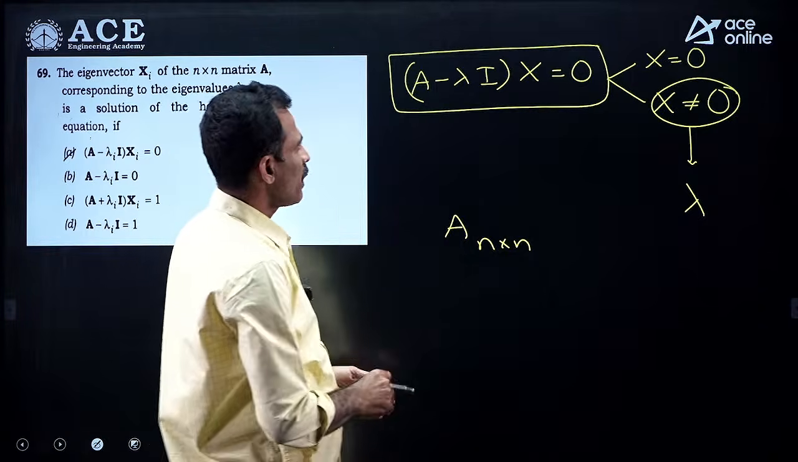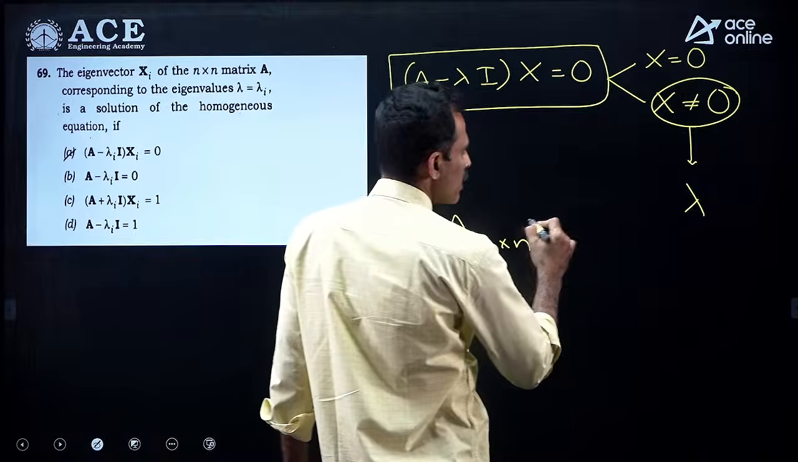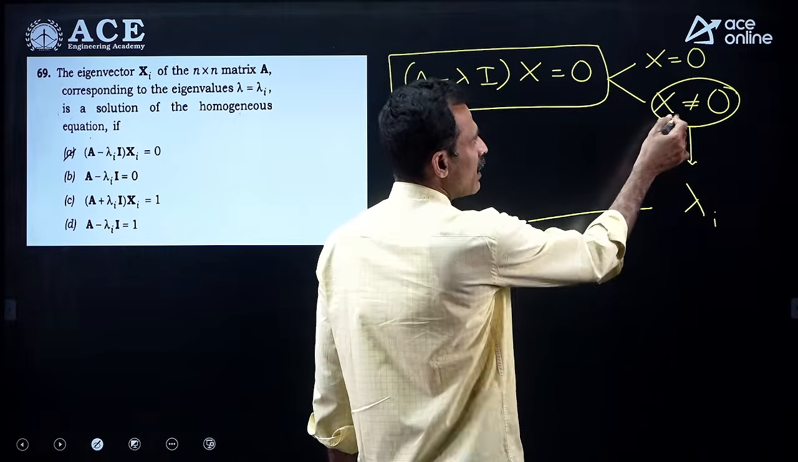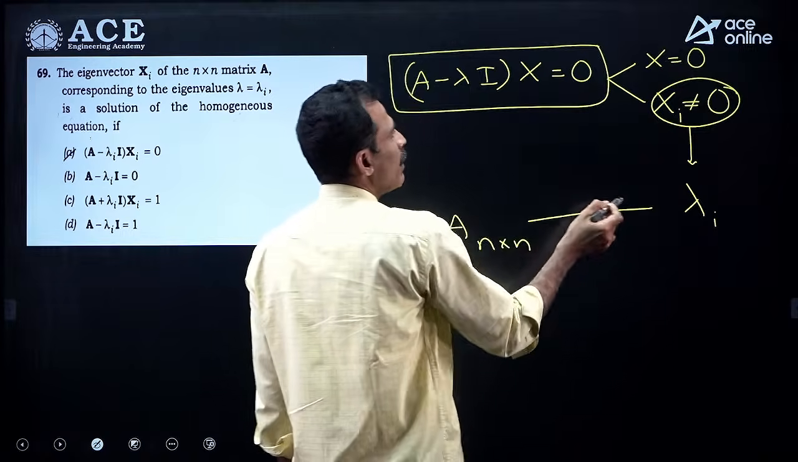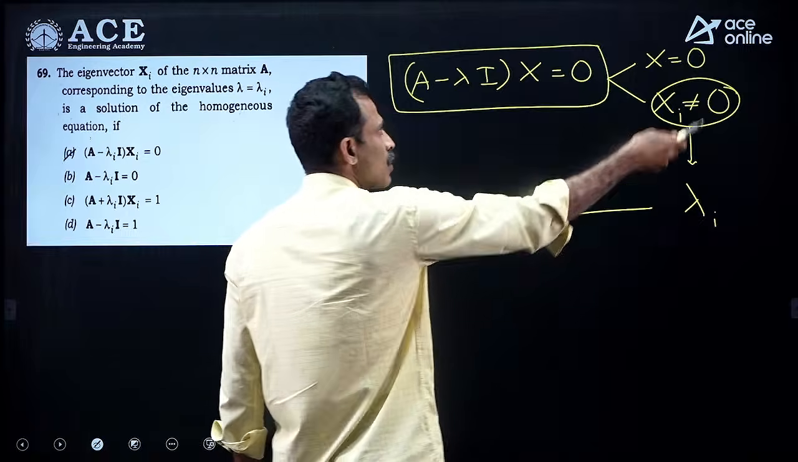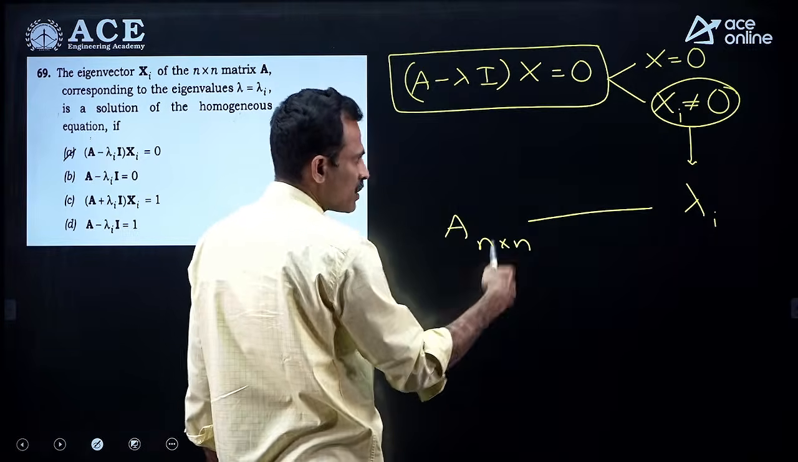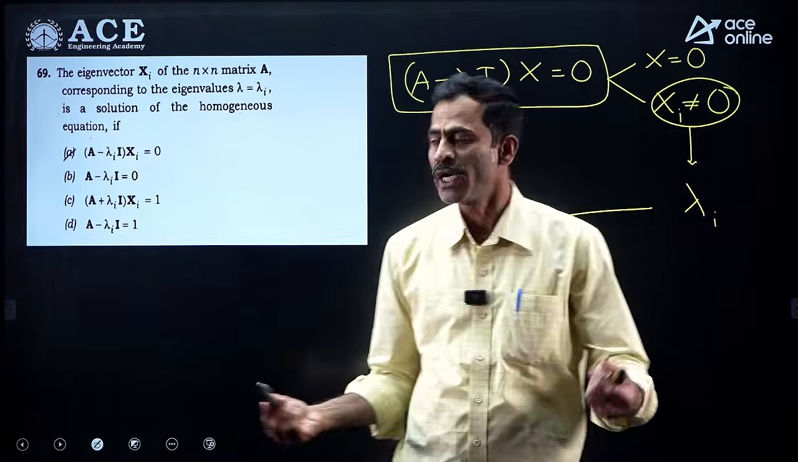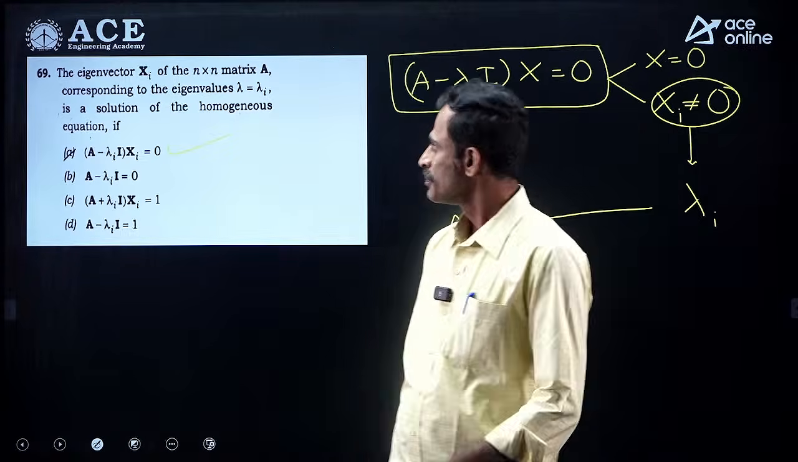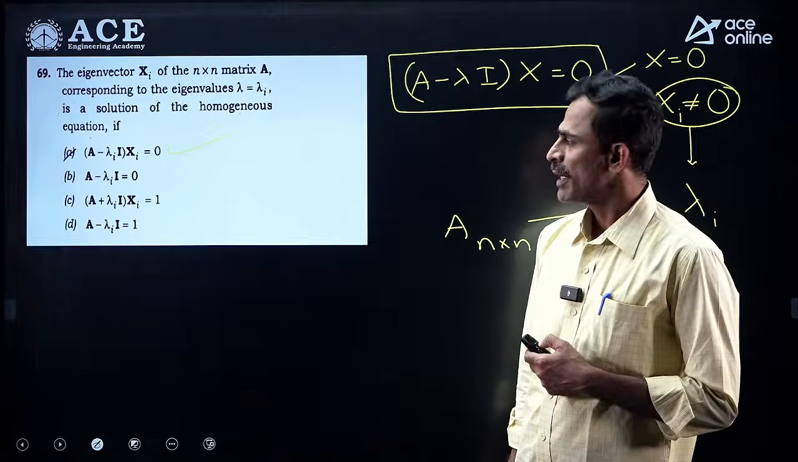In this problem, it is given that for an nth order matrix, n eigenvalues exist. For each eigenvalue we find the solution xi. That is why xi is the non-zero solution of the system. The non-zero solution of the system is the eigenvector of this matrix corresponding to the eigenvalue. That is purely the definition. That is why A is the correct answer. Let us go to the next problem.